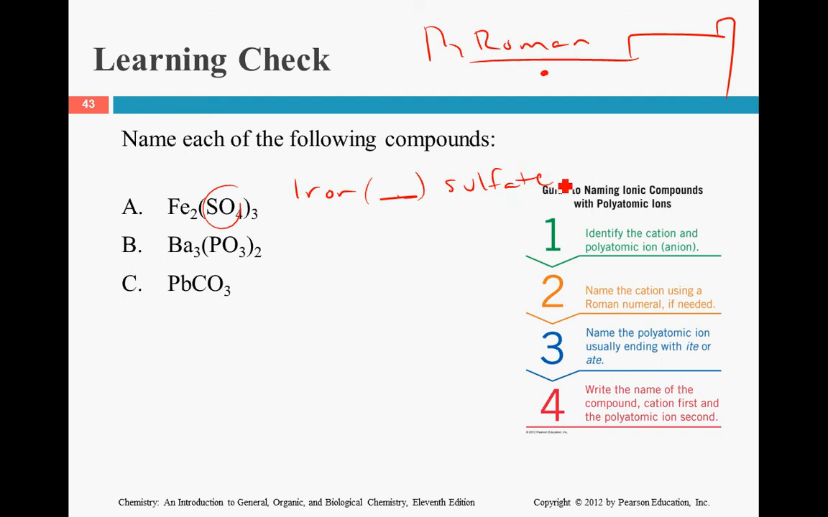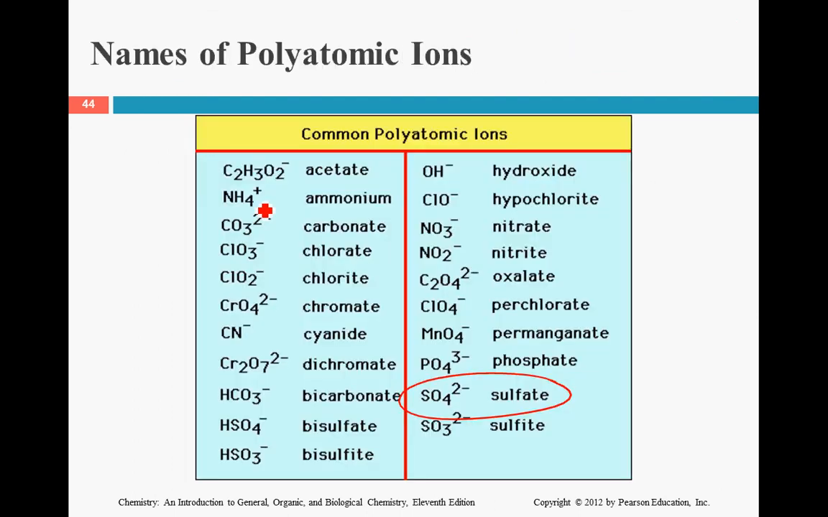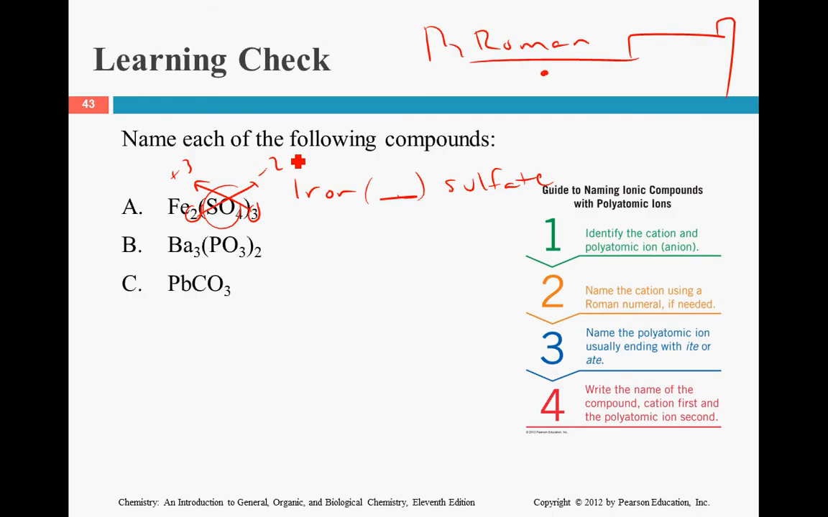Now we have to figure out what that charge is. If we uncross this, we have a +3 here and a -2 here. Those numbers came from down here. If we look at our chart, SO4 is supposed to have a -2. So that checks out, which means that iron must be a +3.